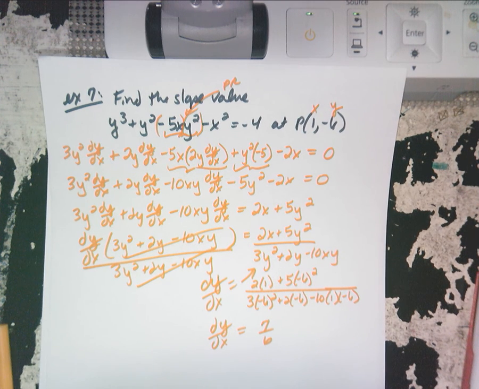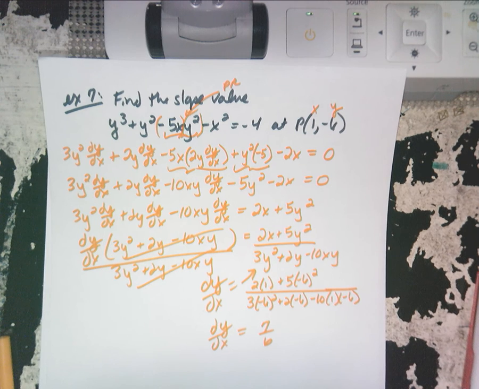If you can do that, that is what we consider a harder version of implicit differentiation. But if you can do that, tonight's homework will be cake for you.